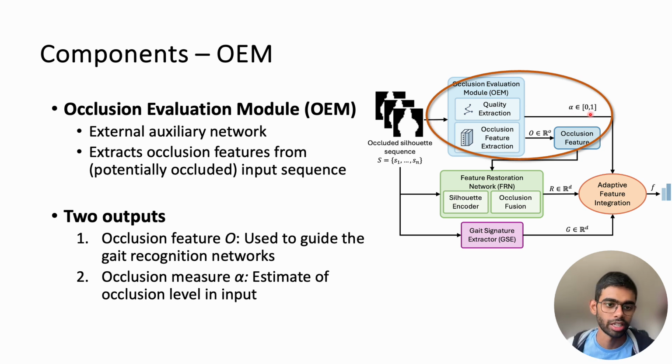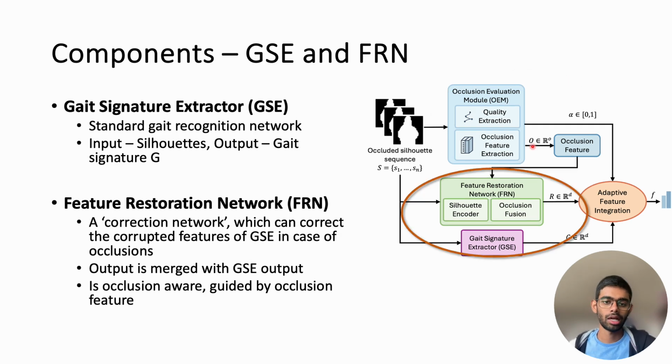So this is a quality measure, and the occlusion feature O is just the intermediate features of the occlusion evaluation module, or occlusion detector, which we discussed earlier. That has information of what kind of occlusion is present, where it is, and if occlusion is present at all. So the occlusion evaluation module outputs these two types of information.